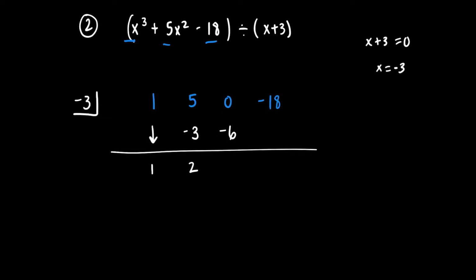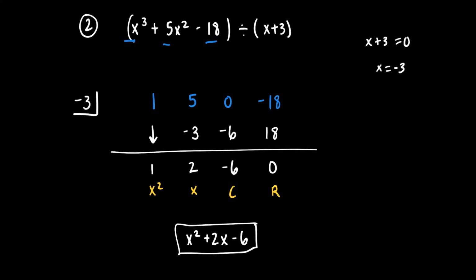Add these down, so 0 minus 6 is negative 6. Multiply up, so negative 3 times negative 6 gives us 18. And then we'll add down, so negative 18 plus 18 gives us 0. Remember, this is the remainder term, this is the constant term, this is the x term, this is the x squared term. Again, if we had more terms here, it would go x to the 3, x to the 4, x to the 5, and so on and so forth. But we don't have those. So our answer then is x squared plus 2x minus 6.